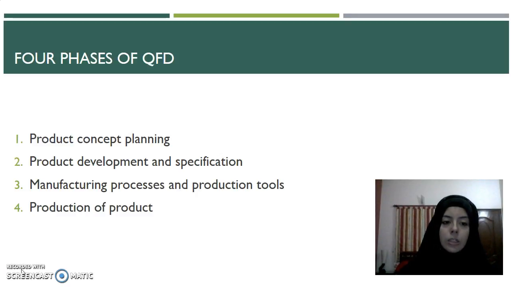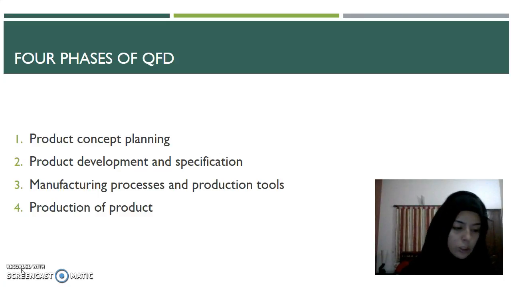We move on to the 4 phases of QFD. The first one being product concept planning. This is a phase where you start with customer and market research and then you come up with a product plan, you come up with the design and the concept and the ideas for the product. Then there is the product development specification stage where you design prototypes and you conduct a lot of tests to come up with the suitable design, keeping in mind the concept and your research or your insights.